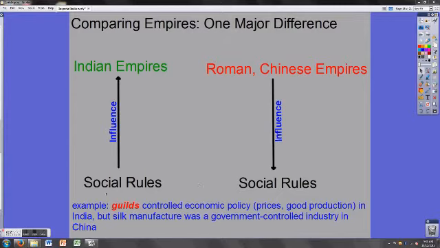So whereas in India, the guilds would say, we're going to make this much of this product, this is the quality that it's got to be, government please enforce that. In China, the government would say, okay, you guys need to make this much silk, and we're going to export it for this price, and you're going to pay us, as your government, a percentage of your earnings to cover the taxes that we need. So two very different directions of influence in these three empires.